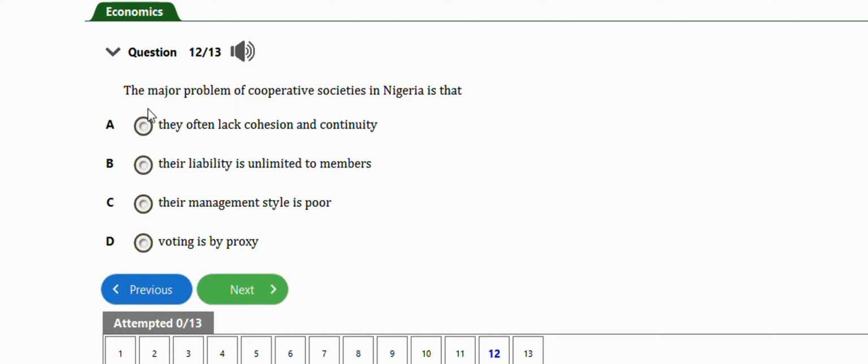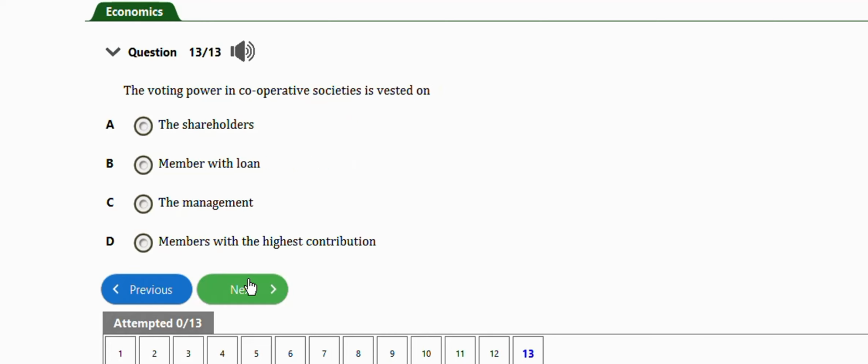Next question we have here is this one. It says the major problem of cooperative societies in Nigeria is that they often lack cohesion and continuity. Their liability is unlimited to members. Their management style is poor. Voting is by proxy. Right answer is option A, which is they often lack cohesion and continuity. Last question I have here before I end this video will be this one. It says the voting power in cooperative societies is vested on, we have the shareholders, member with loan, the management, members with the highest contributions. The right answer is option A, which is the shareholders.